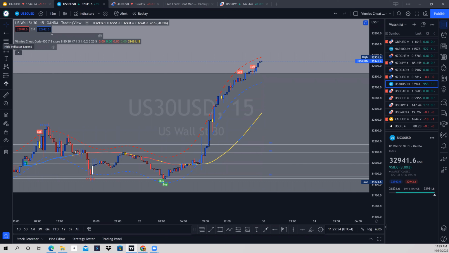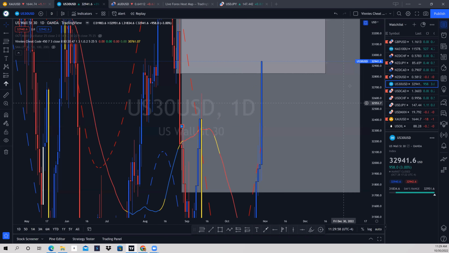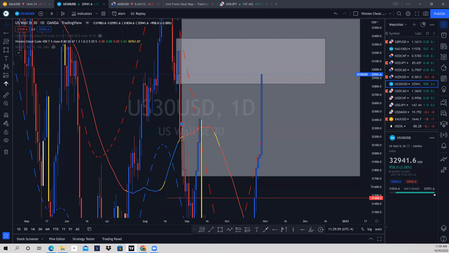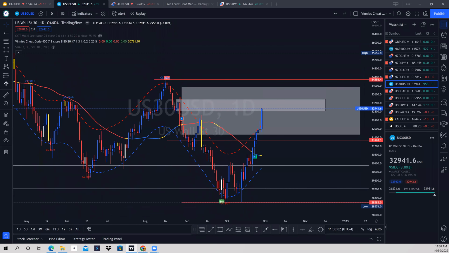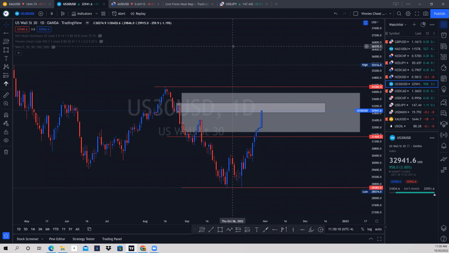So that is the process of how you do a top-down analysis from your daily to 4-hour to 15-minute, guys, using Vinny's trading cheat code. How we know where we are in the market is by using trading ranges. This saved and helped me become a consistently profitable trader, because it gave me a bias in the market.